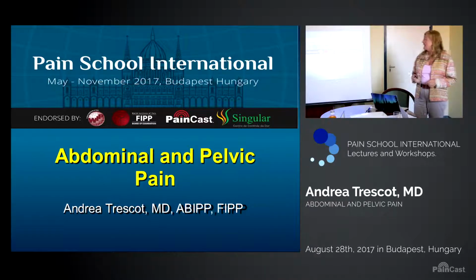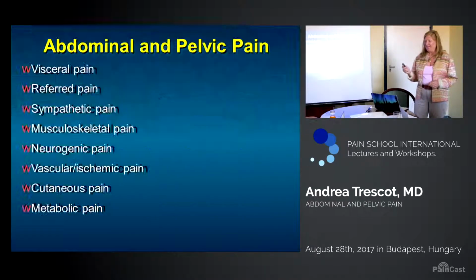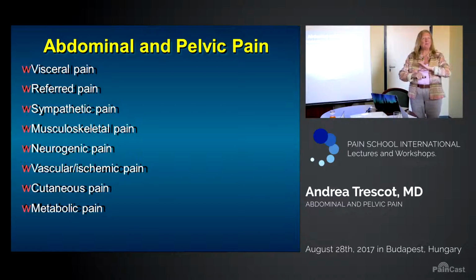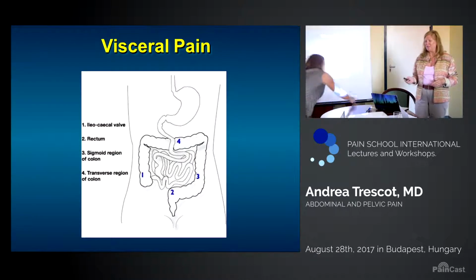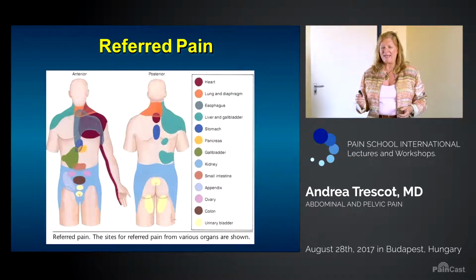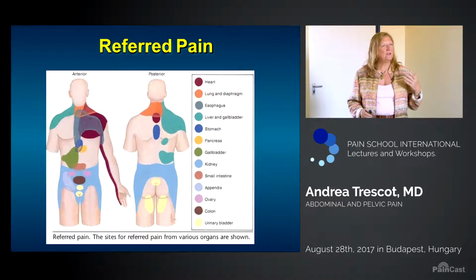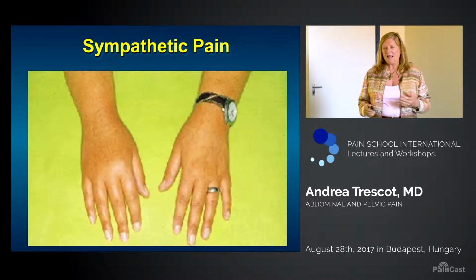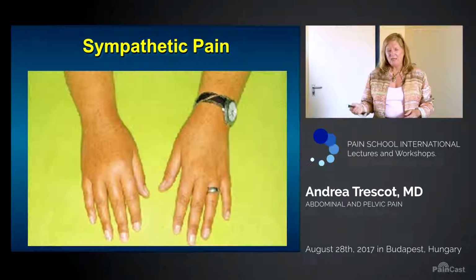We're going to talk today about abdominal and pelvic pain. These pains can come from a huge number of structures, but because of that, there's actually a lot of things that we as interventionalists can potentially do. So we can look at visceral pain, we can recognize referred pains, we can look at sympathetically mediated pains. I actually think that chronic pancreatitis is a CRPS of the pancreas.